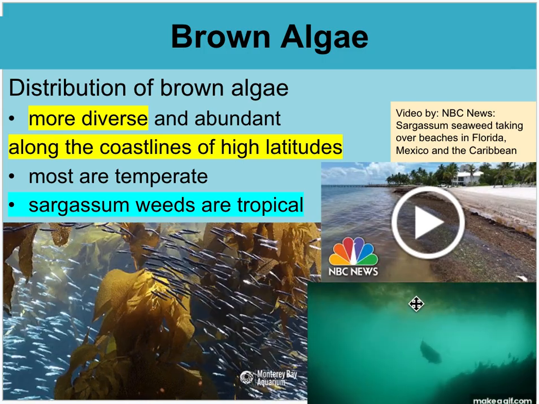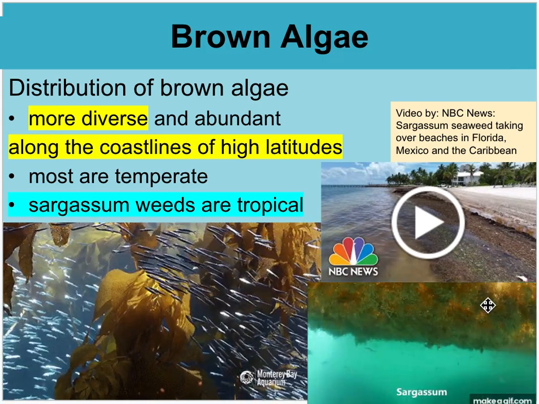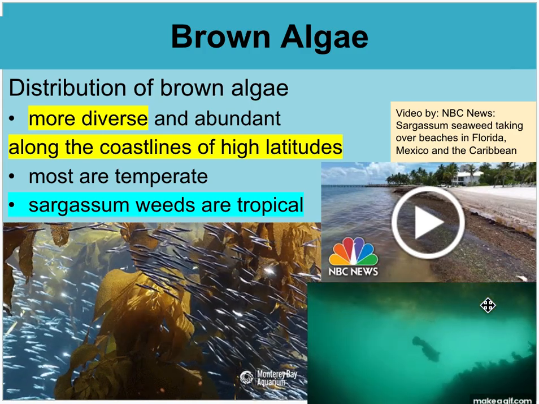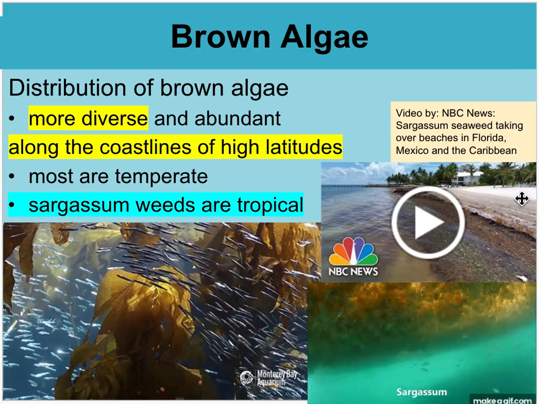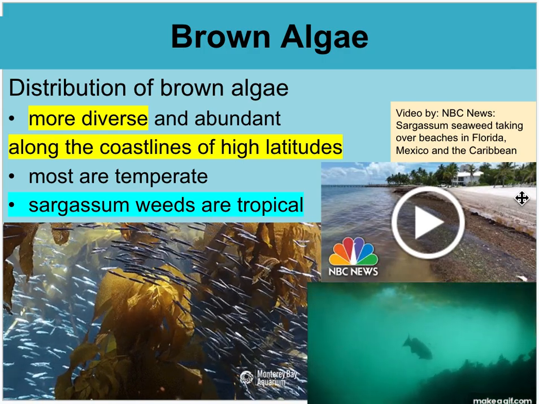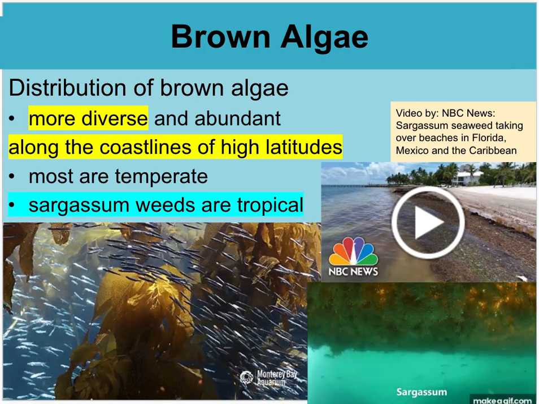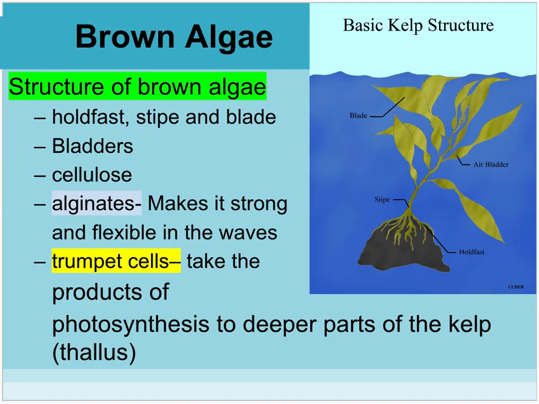But this particular sargassum has taken off and grown too much recently. And here's an NBC News sargassum seaweed taking over beaches in Florida, Mexico, and the Caribbean that you can see when it kind of goes a little too crazy and grows too much, what that looks like.